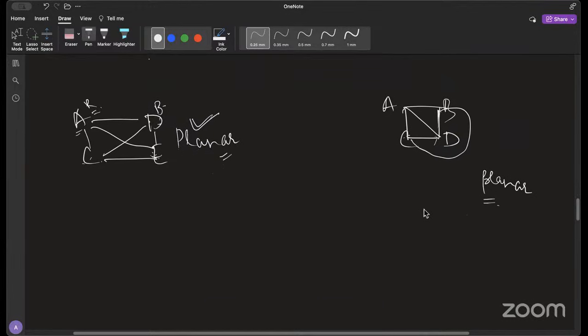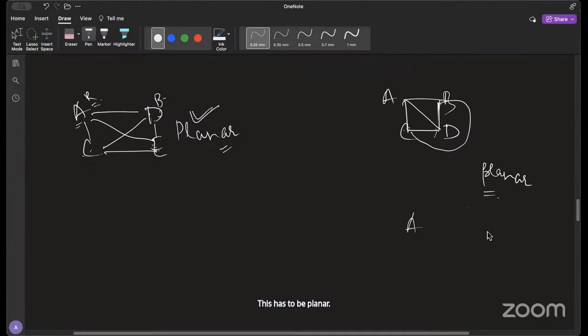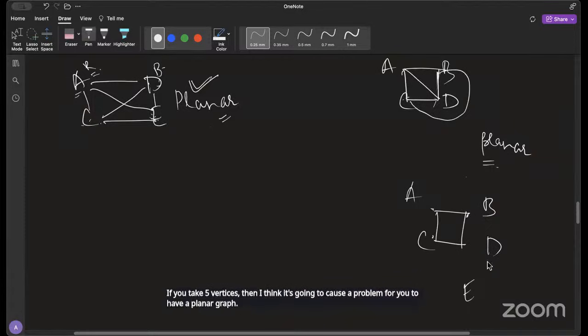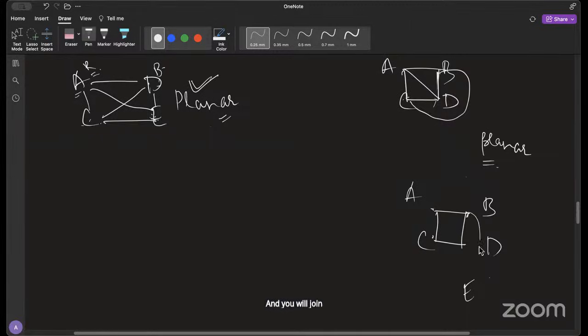This has to be planar. For this, you'll need at least 5 vertices, I guess. Then, if you take 5 vertices, I think it's going to cause a problem for you to have a planar graph. And you will join these two in a similar manner.